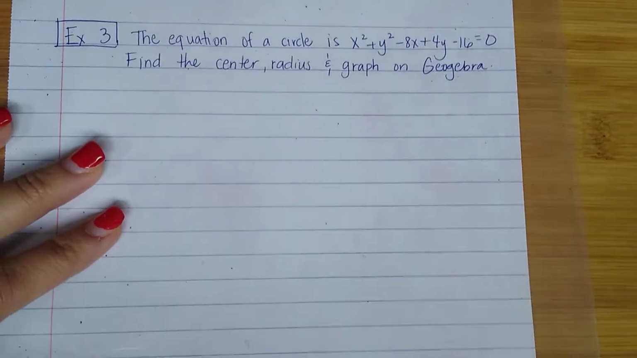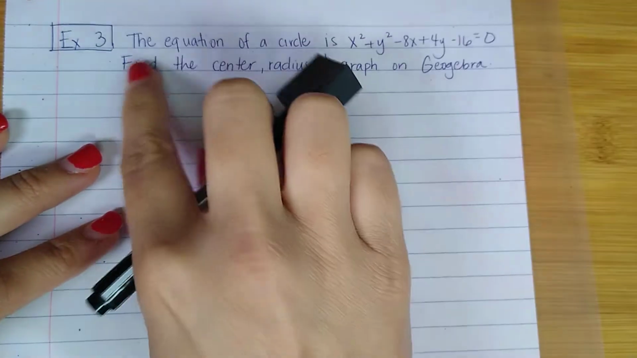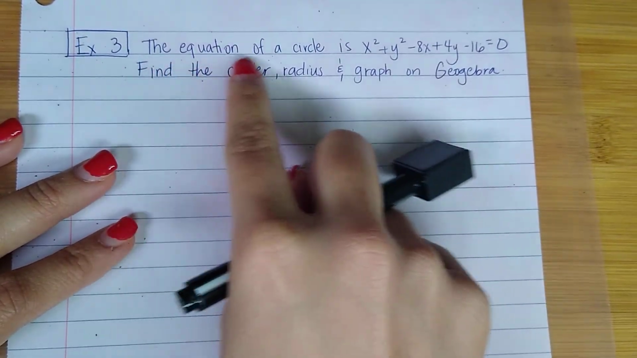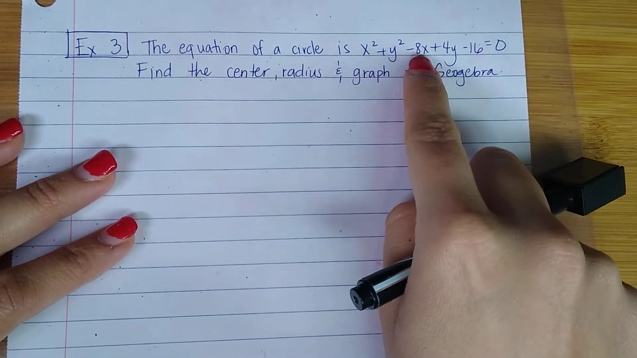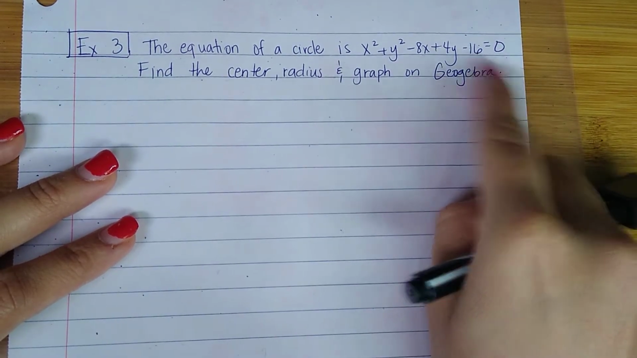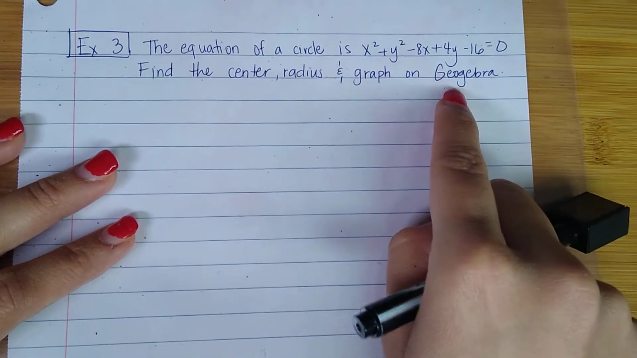Okay guys, so this is example 3. And so we are going to go ahead and read the very first part. It says the equation of a circle is x squared plus y squared minus 8x plus 4y minus 16 equals 0. Find the center, radius, and graph on GeoGebra.